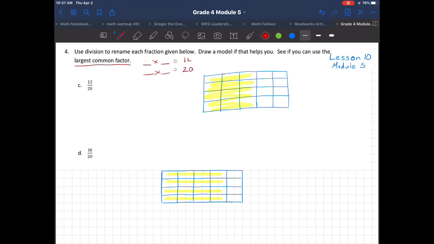So they want to know what is the biggest number that you can multiply that you can get both 12 and 20. So 4 is actually the greatest common factor because I can do 4 times 3 and 4 times 5. And since I can use 4 in both of those multiplication sentences, 4 is the greatest common factor or largest common factor. You will also see this referred to as the greatest common factor in a lot of math books. So they want us to use that greatest common factor to do our division.